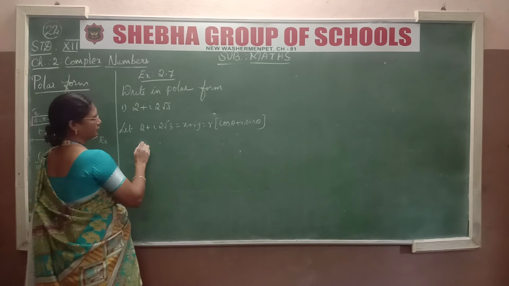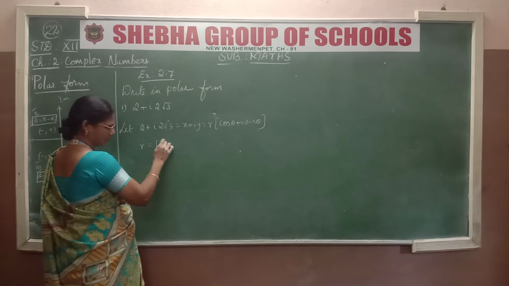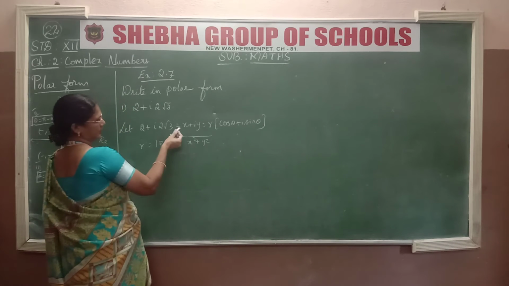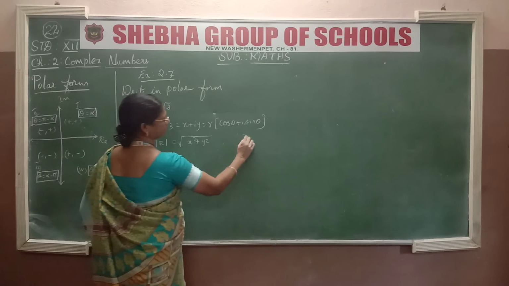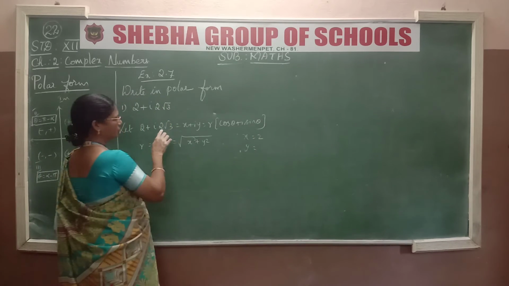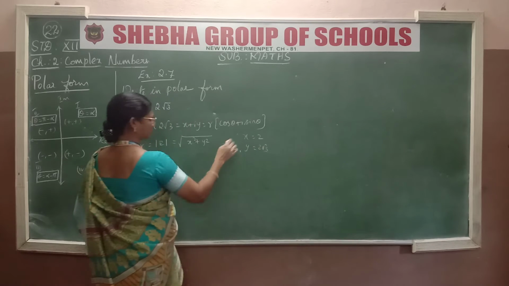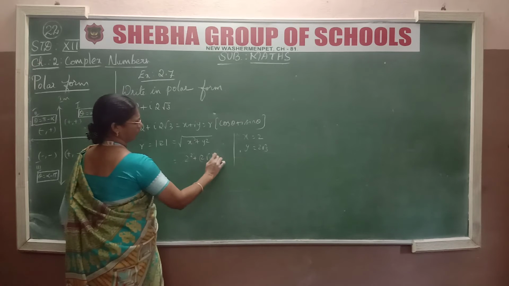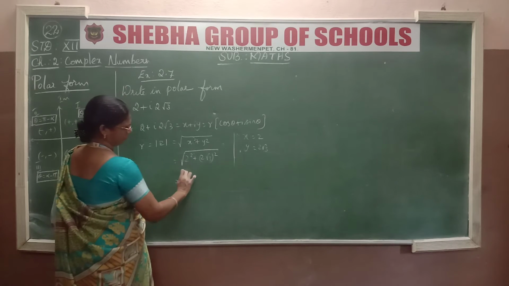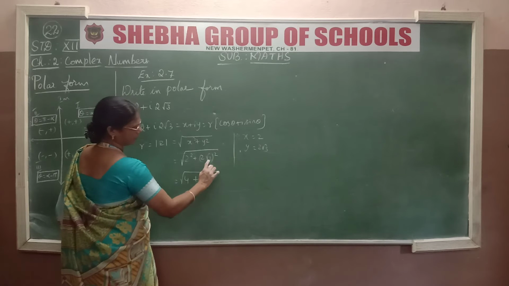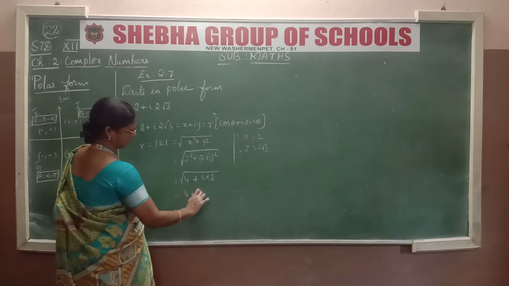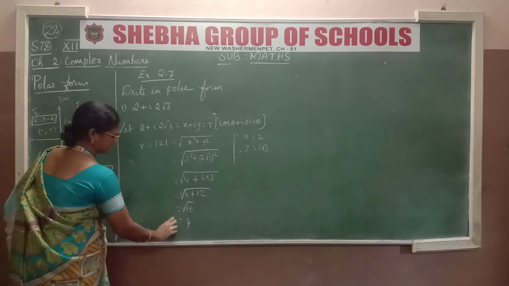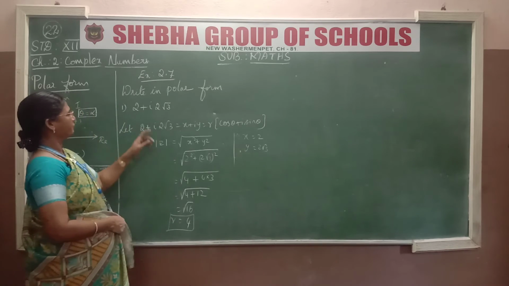Okay. Next, find r. What is r? r is mod z, which is equal to the square root of x square plus y square. x is 2 and y is 2 root 3. So, substituting, we get the square root of 2 square plus 2 root 3 whole square. This is 4 plus 4 into 3, which is 4 plus 12. So, the square root of 16 is equal to 4. So, this is our r value, the modulus of z.